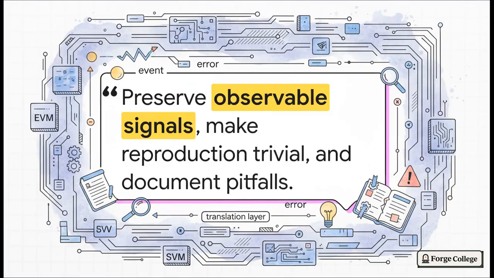So, I highly recommend you keep this core philosophy plastered on your virtual wall as you work. Preserve observable signals, make reproduction trivial, and document translation-specific pitfalls. If you do these 3 things, you transform isolated ad hoc code conversions into highly reusable, scalable patterns that are going to save your team literally thousands of hours.